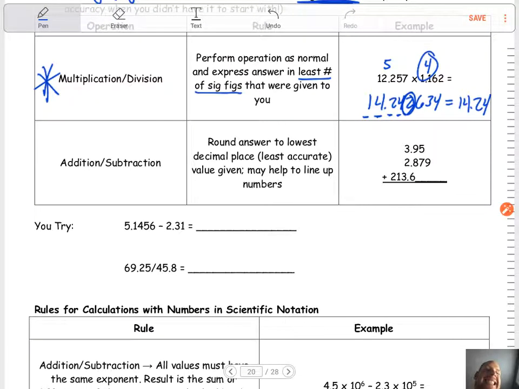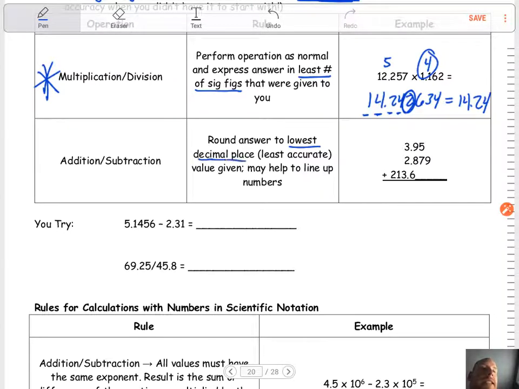Addition and subtraction, guys, gets a little bit more dicey. We're looking at the lowest number of decimal places, okay? The decimal places are giving us a clue into the accuracy of our measurement tool, okay? So we're going to look for the least number. So again, do the math like you normally would. So here, when we do this math, add up 3.95 plus 2.879 plus 213.6, okay? When we add all those numbers up, we would get 220.429. Every single problem, start by doing the math, then worrying about the Sig Figs at the end.